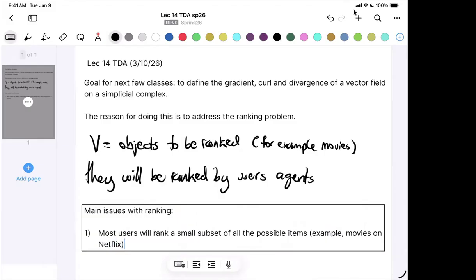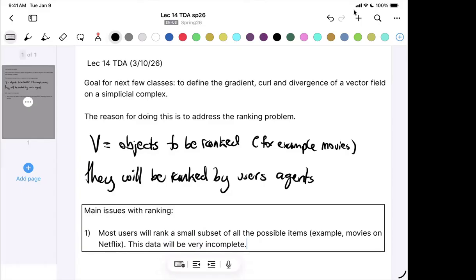Even if you were a person who ranks every single movie that you see, realistically you probably don't see more than 20 or 30 movies a year, right? That is a fraction of all the possible movies that you could see on Netflix. So for any particular user, you would have very incomplete data, right? Usually this data will be very incomplete. That's kind of a more practical point.